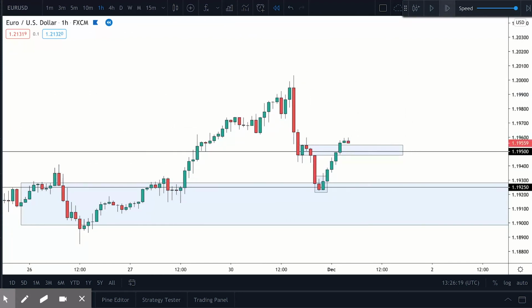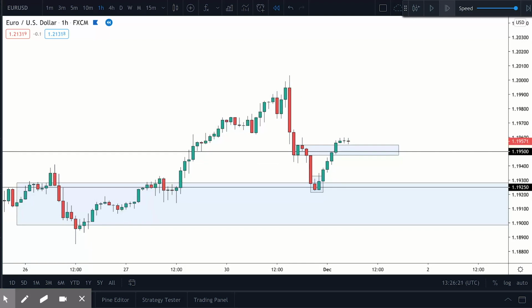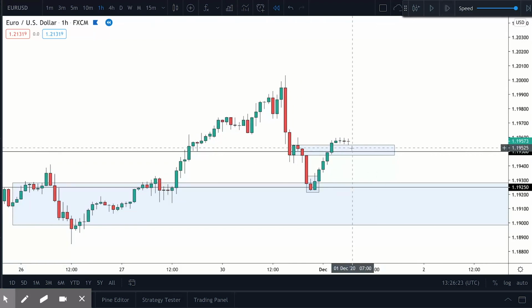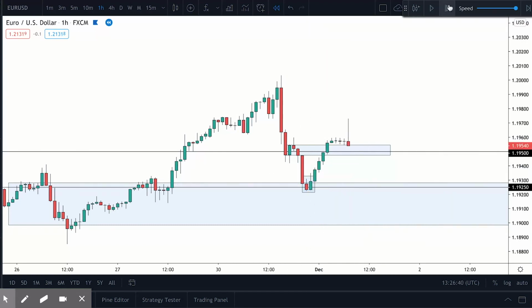Okay, we've managed to close over that level. If we can get a pullback down somewhere now, either retesting this level and demand zone, as you can see, it's a supply zone which has been surpassed. So this could very well act as a support now and as a demand zone to actually push price higher. Or we'll be looking for a retracement further down into this zone to come and test these lows. So we have to think about any possible scenario that comes through.